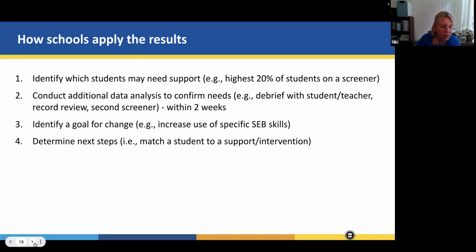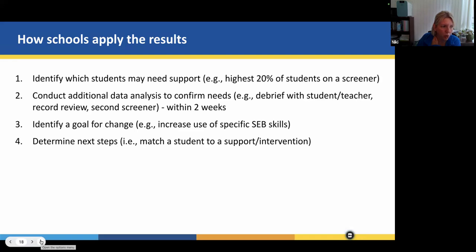And then they're going to conduct some additional data analysis, right? So they're going to figure out, okay, we've got this chunk of kids that might have risk for this area. Let's figure out what's going on. So that could look like that second screening: debriefing with the student or the teacher, doing a record review, potentially doing a second screener, which is where you might, as a family member, get that screener sent home to complete in this follow-up.